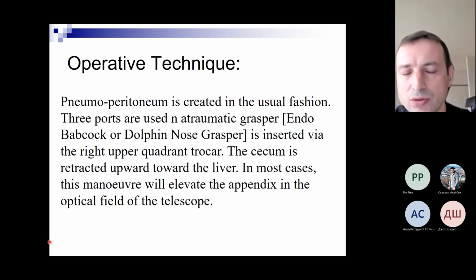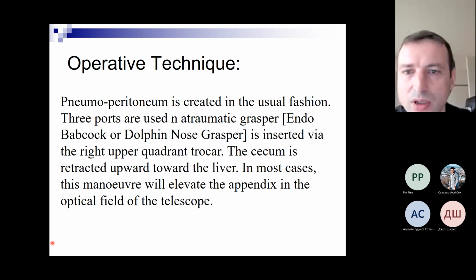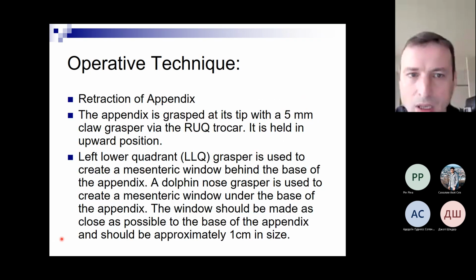Pneumoperitoneum is created in the usual fashion. With the 3 ports in place, an atraumatic grasper is inserted via the right upper quadrant trocar. The cecum is retracted upward towards the liver. In most cases, this maneuver will elevate the appendix in the optical field of the telescope.